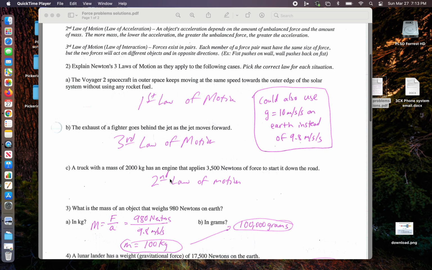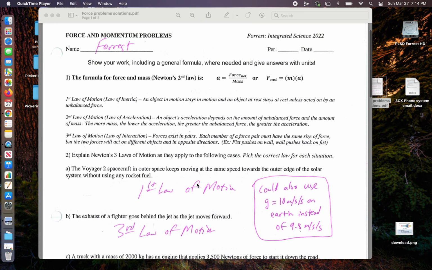Each of these exemplifies one of those laws of motion. If this spacecraft is in outer space and it keeps moving at the same speed, that's an example of an object in motion staying in motion without any extra force. That's Newton's first law of motion. With a fighter jet, the exhaust goes backward as the jet moves forward. The burning of the fuel pushes the gas backward, and the equal and opposite force pushes the fighter jet forward. If you have a mass and a net force, getting this to accelerate down the road, that is an example of Newton's second law of motion, in the formula which we have up here.